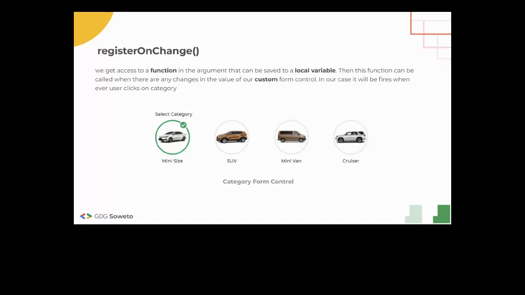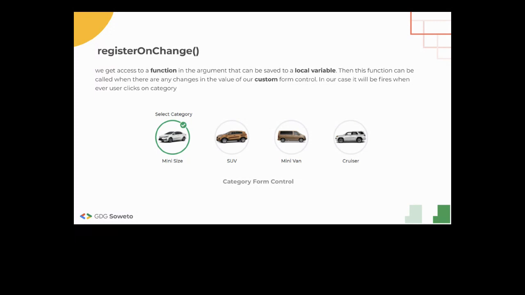So registerOnChange is the function that will be called when any of the categories is clicked. This is our example of selecting categories. I will show you in the live code base as well how it works. The main function of the registerOnChange method is that it will be called when we interact, when we click on any of our categories from here.